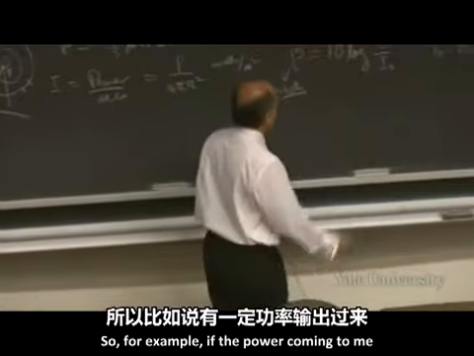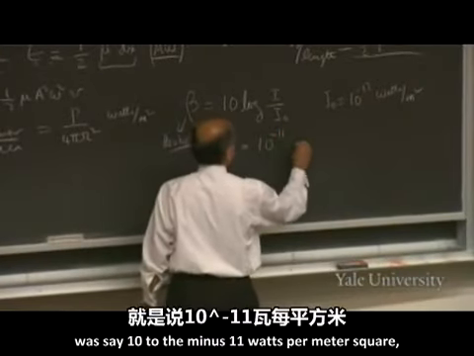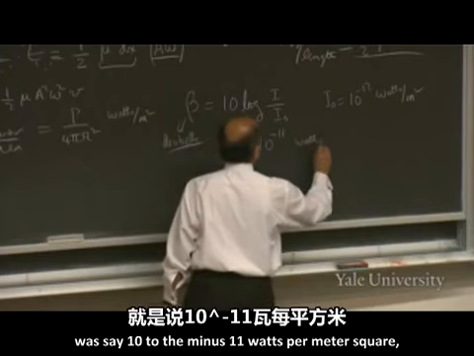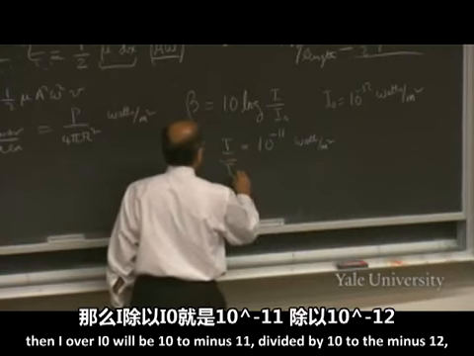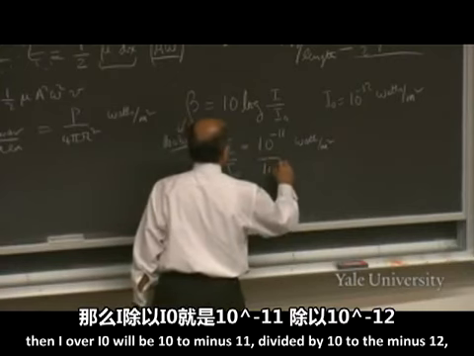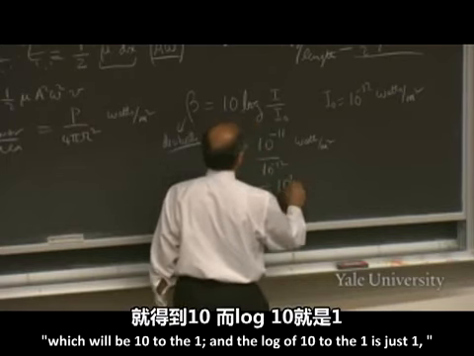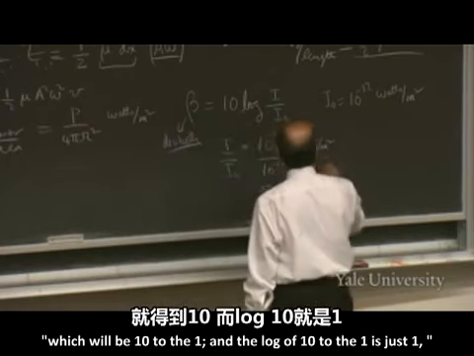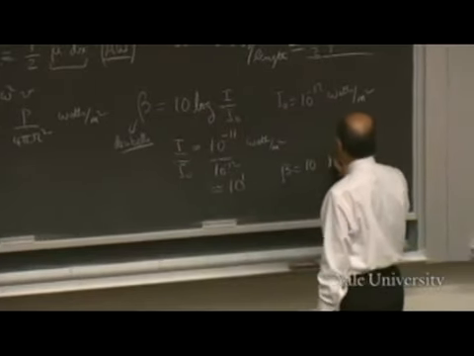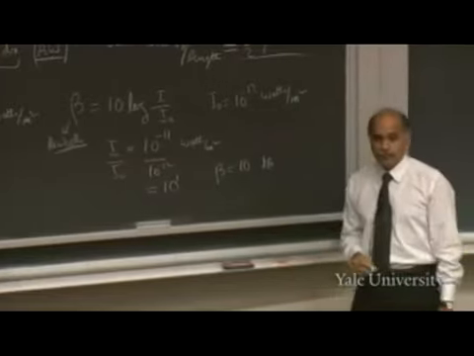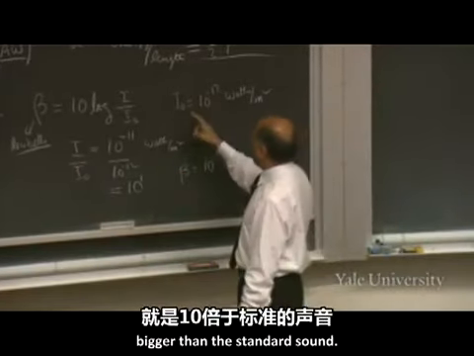So, for example, if the power coming to me was, say, 10 to the minus 11 watts per meter square, then I over I naught will be 10 to the minus 11 divided by 10 to the minus 12, which will be 10 to the 1. And log of 10 to the 1 is just 1, and beta will be 10 dB. So a 10 decibel sound is a factor of 10 bigger than the standard sound.